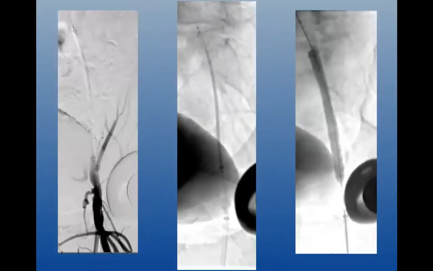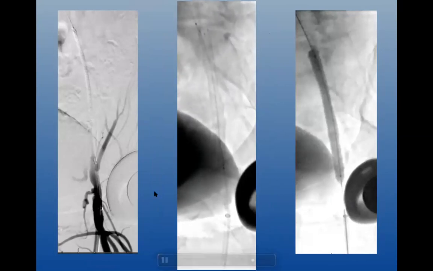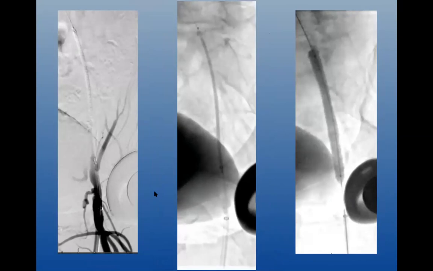So a couple of different angiograms, and you can see in the middle, I'm sure all of you have used Viabahn. If you haven't, that's basically what it looks like.